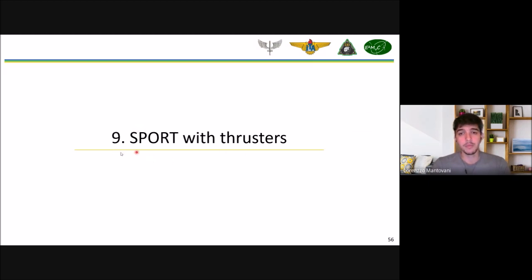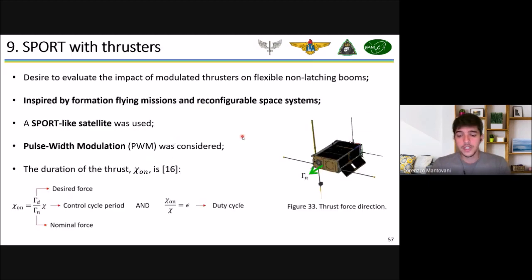Now the last result is a sport with thrusters. In the other case we just applied a torque to the satellite, but here the force is different, and I'm going to try to explain why using this figure. Imagine that we are applying a force in this direction, following this green arrow, applied to the hub. The hub would be pulled forward, and all the booms would go backwards with their inertia. So it's different than applying a torque. We were inspired by formation flying missions and reconfigurable space systems, because they could use these thrusters to maintain and keep their positions and also have these non-latching structures.